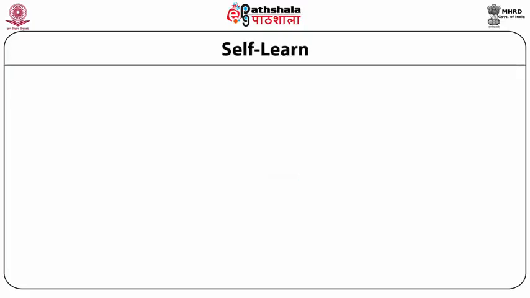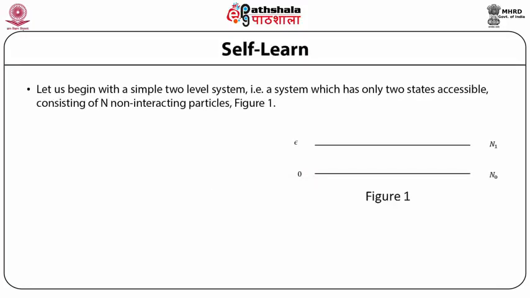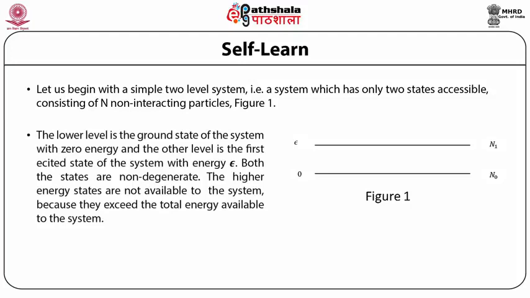As a first example, we will take a two-level system. Let us begin with a simple two-level system, that is, a system which has only two states accessible, consisting of N non-interacting particles. Figure 1 shows such a situation. The lower level is the ground state of the system with zero energy, and the other level is the first excited state of the system with energy epsilon. Both the states are non-degenerate. The higher energy states are not available to the system because they exceed the total energy available to the system.